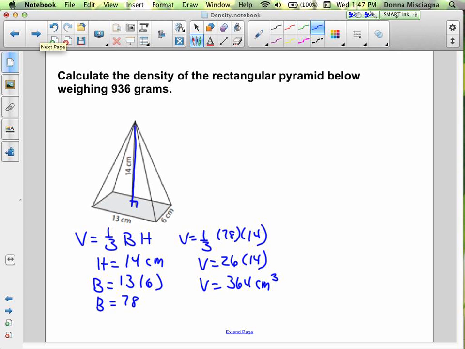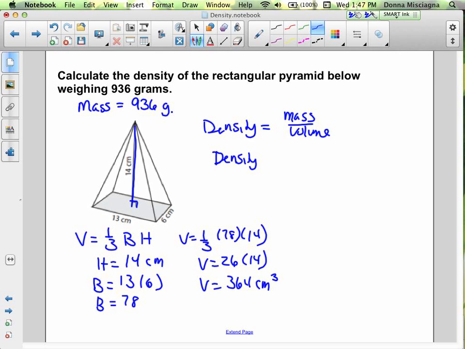And we know what the weight is, right? It says weighing, that's our mass. So our mass is 936 grams. And I'm going to have somebody else set up the density for me. What would the density be? How would I set that up? 936 grams over 364 centimeters cubed.